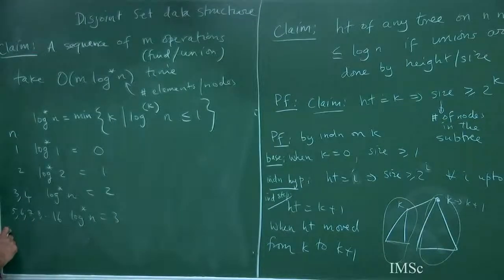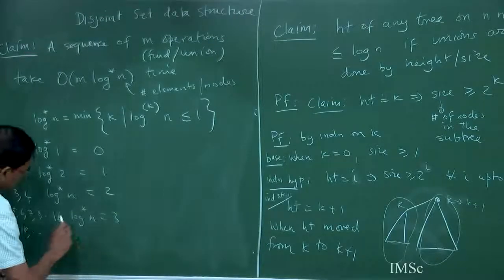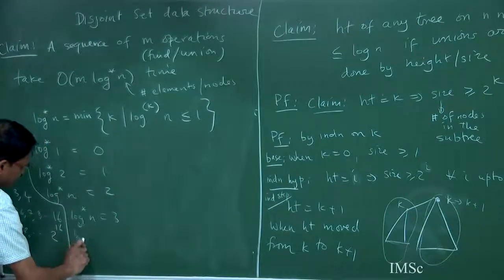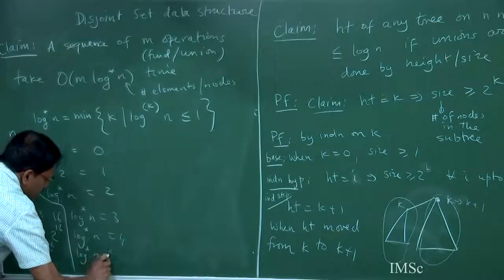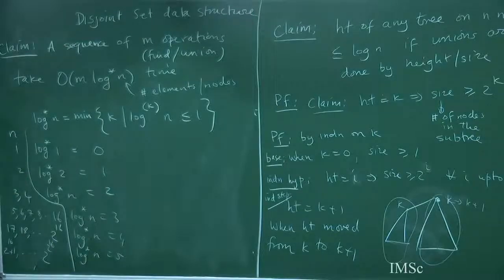So, let me do a couple more: 17, 18, all the way up to 2 power 16, log star n is 4, and then 2 power 16 plus 1 all the way up to 2 power 65536, this is 5, and so on, right? Hopefully in practice your n, 2 power 8 is 256, right? So 2 power 16 is a lot more than 1000 exactly. And then you're talking about 2 power 1000.